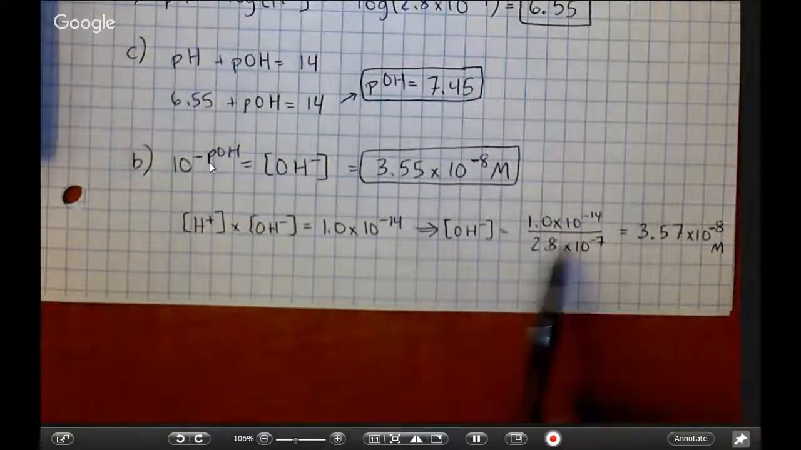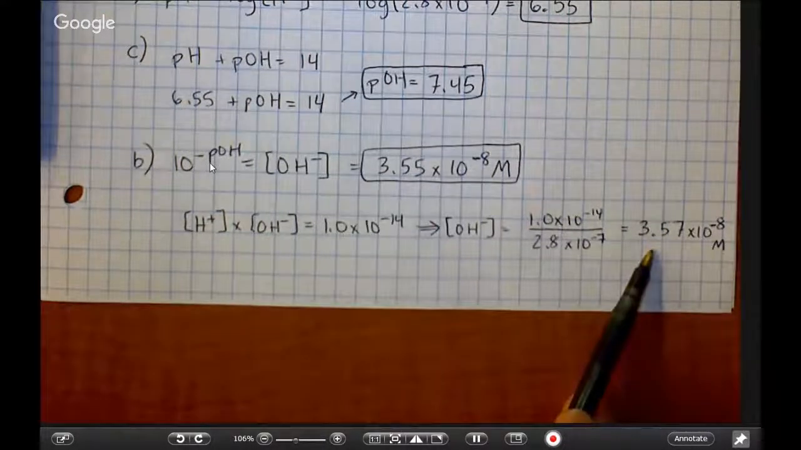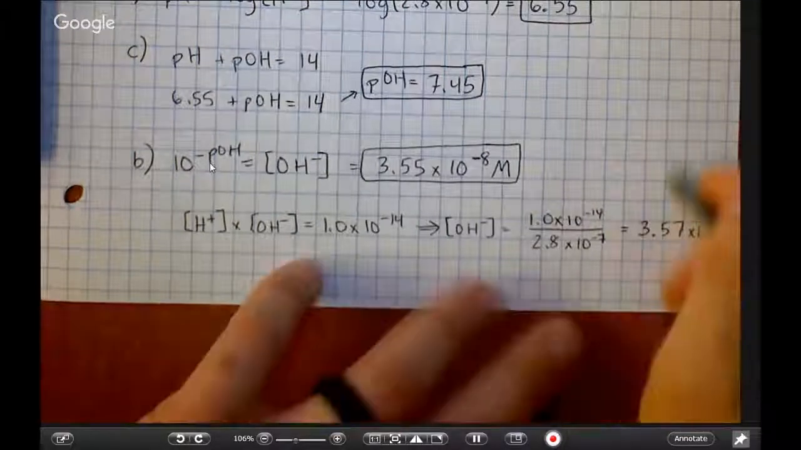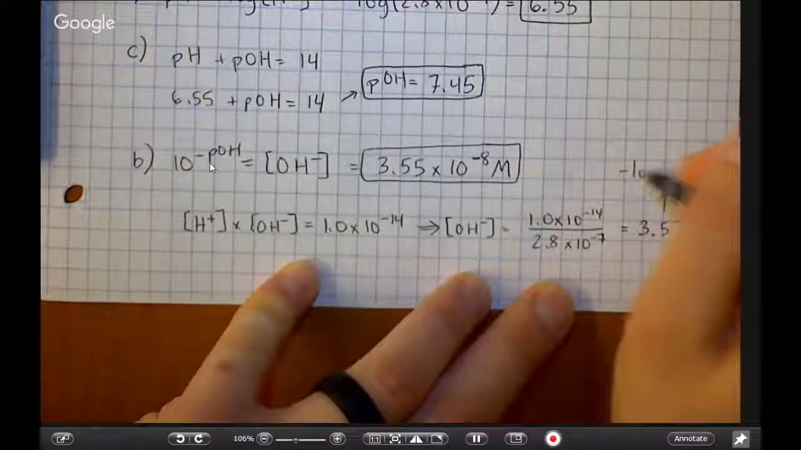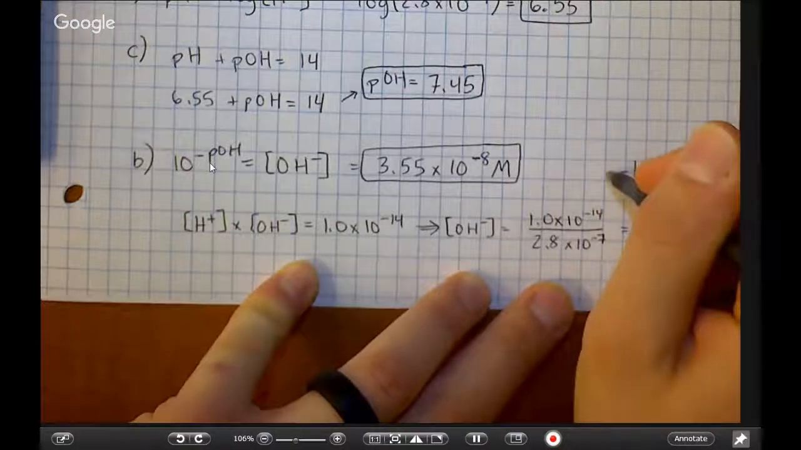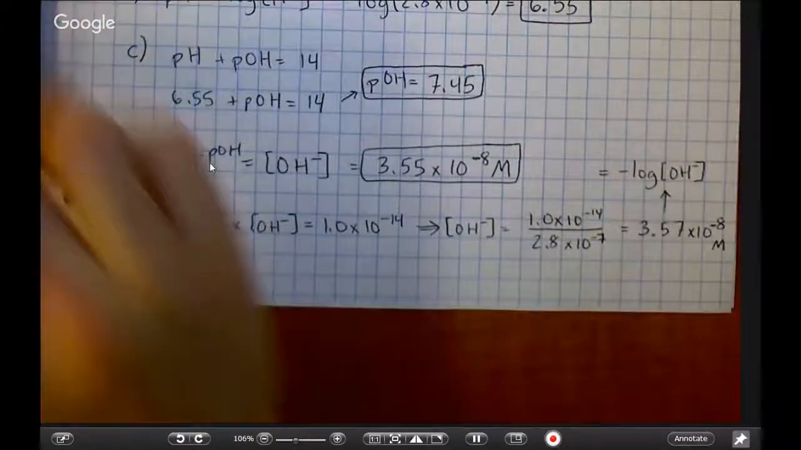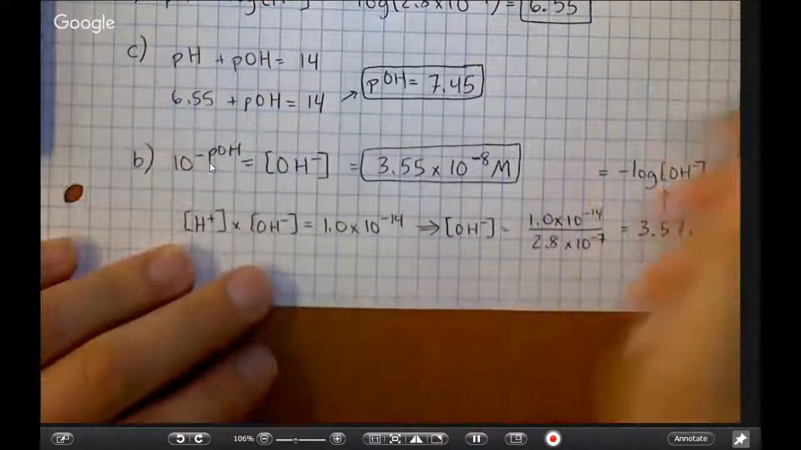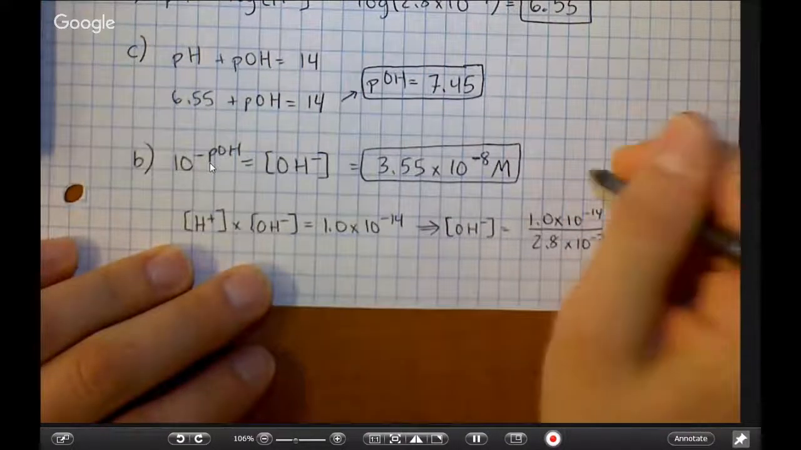You could have done this route to find hydroxide first, and then if we take the negative log of that, we end up with 7.45.